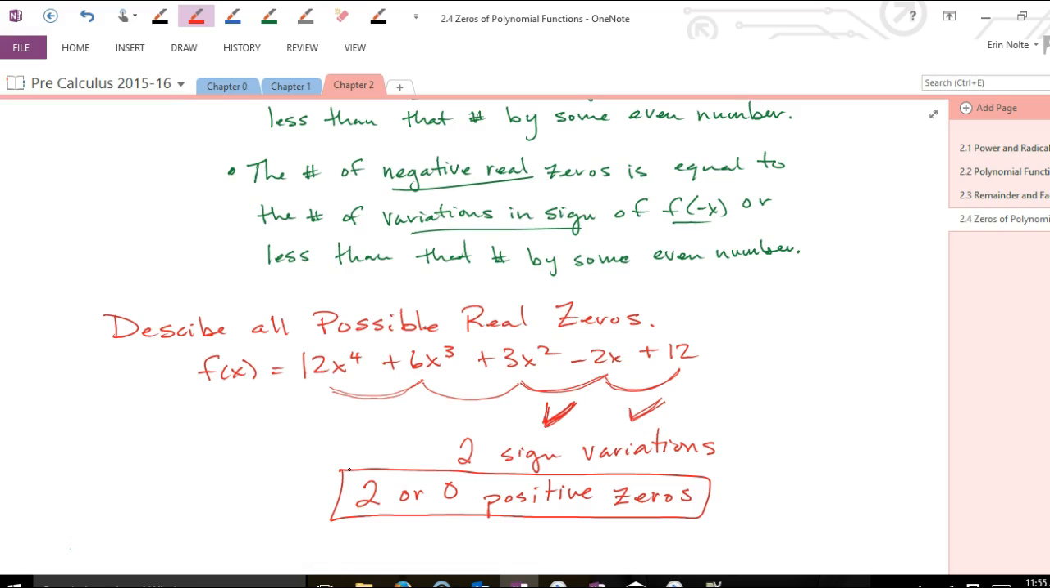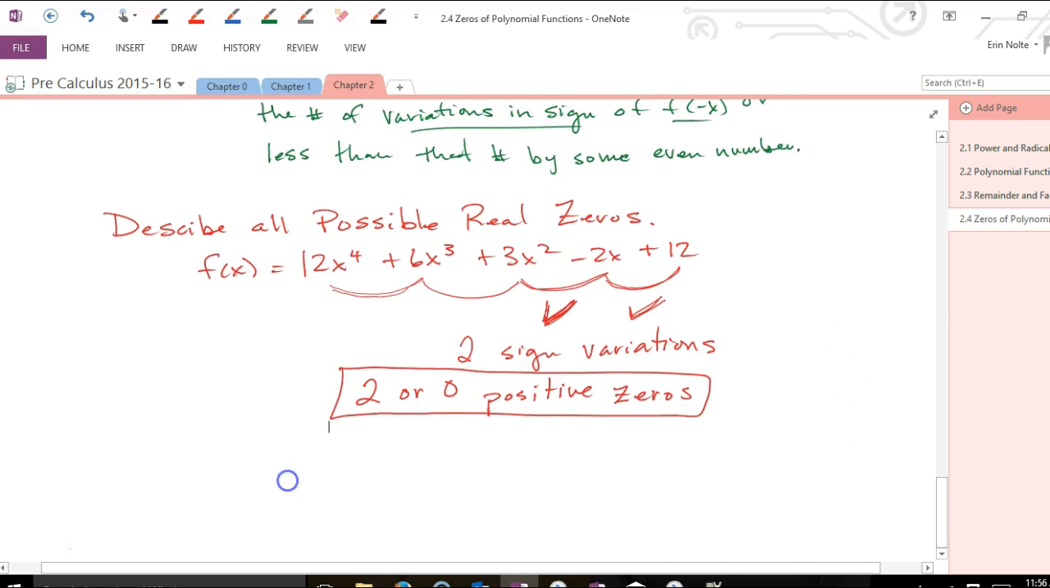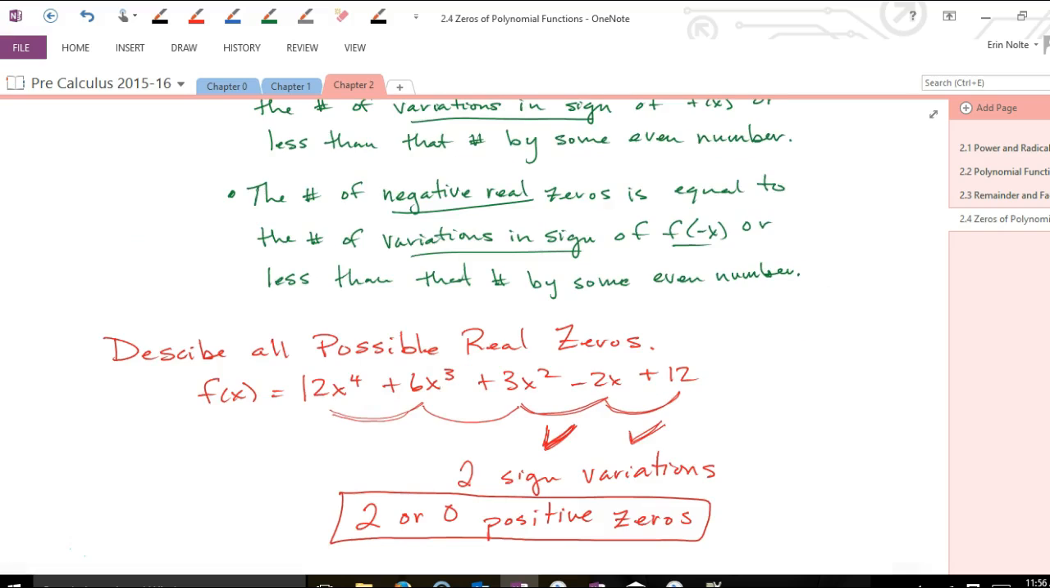Yes. So we'll look at the first part. The second part is for the negative zeros. So we haven't done the second part, right? That's just the positive ones, the ones to the right of the y-axis. Now to see how many negative zeros there could be, the only difference is that you plug a negative x value in, and then simplify it, and then see how many variations there are.